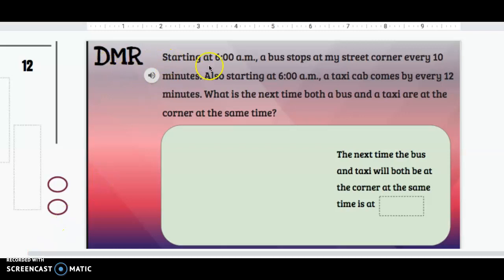So your DMR says starting at 6 a.m., a bus stops at my street corner every 10 minutes. Also, starting at 6 a.m., a taxi cab comes by every 12 minutes. What is the next time both a bus and a taxi are at the corner at the same time?